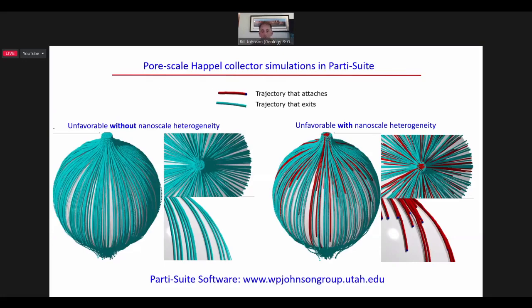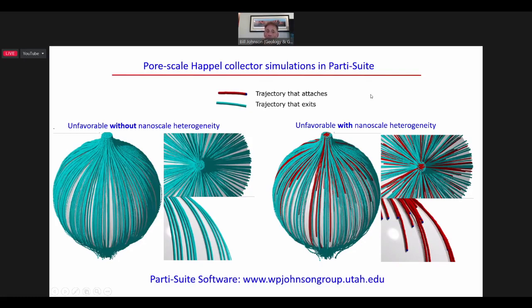Well, remember that if we run simulations with no heterodomains on an unfavorable surface, no attachment occurs, as shown on the left. They simply all move along the grain surface and then exit, those that get to the grain surface. Whereas on the right is shown a simulation where we add nanoscale heterogeneity and then we can allow attachment.